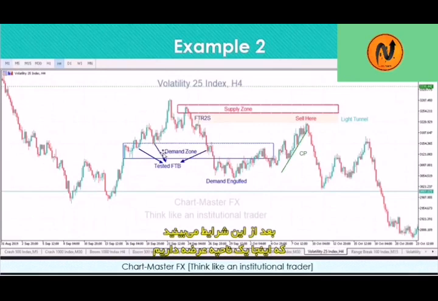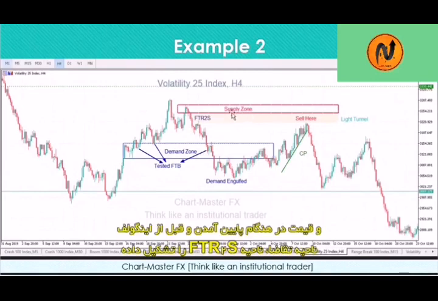So once we have that condition, we can see, guys, that here we had our supply zone. So having our supply zone here, we can see that as the price was coming down before it actually engulfed the demand zone, the price actually created what we call an FTR to supply.